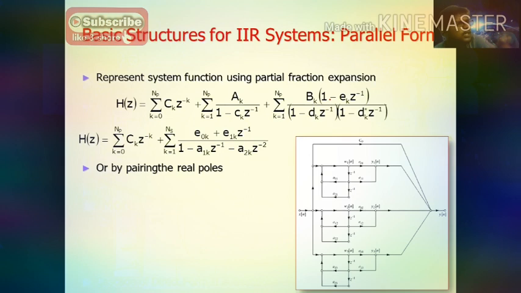But here the trick is using the partial fraction. You all know about the partial fraction, so this is a partial fraction expansion. This is the general form of the partial fraction expansion of a transfer function. So how does it look? It is equal to a C term plus the summation of transfer functions H1, H2. It means C1 plus H1 of z, H2 of z.